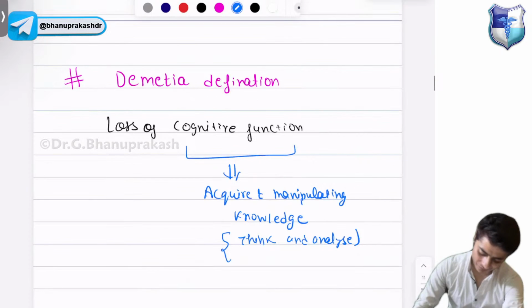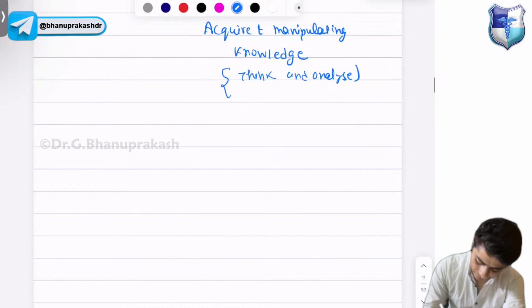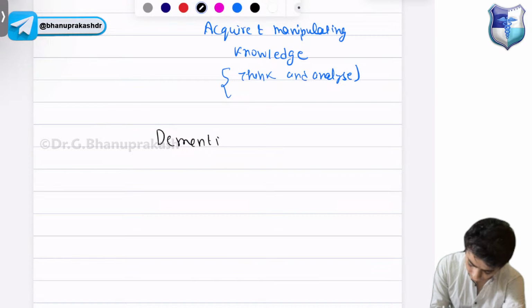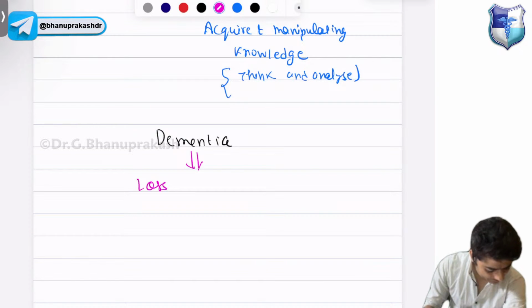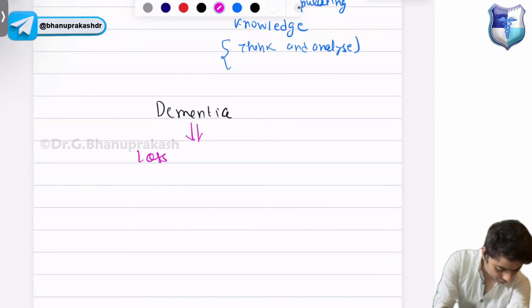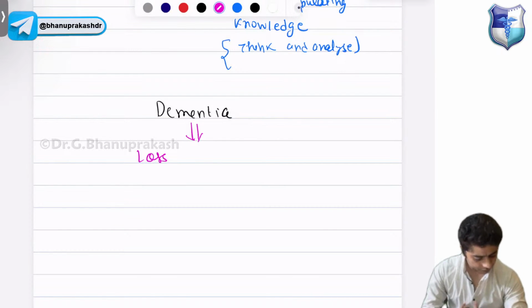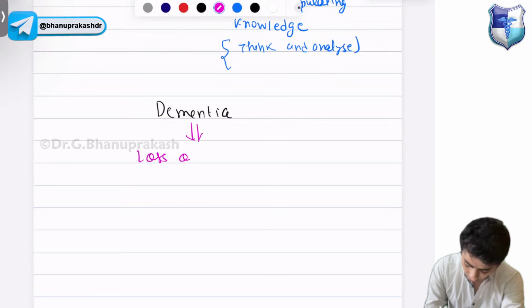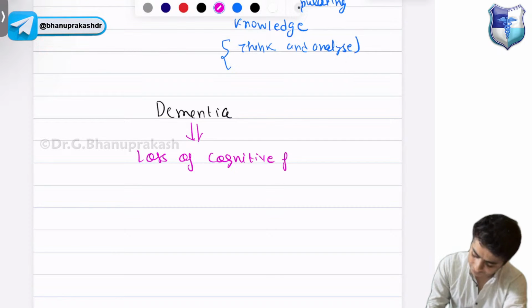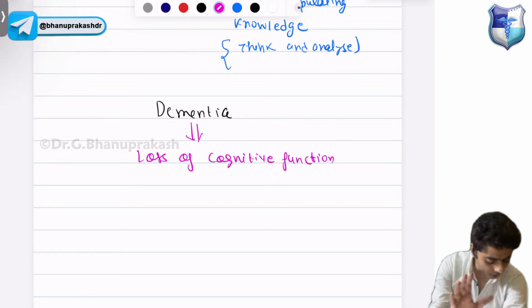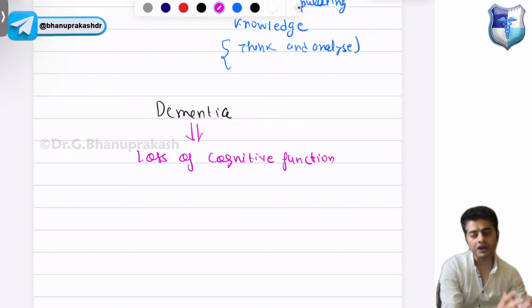So see, I have told you that dementia is loss of... no, it is not connected to emotional consent. So it is about loss of cognitive function. So suppose there is a human being who is having loss of cognitive function.